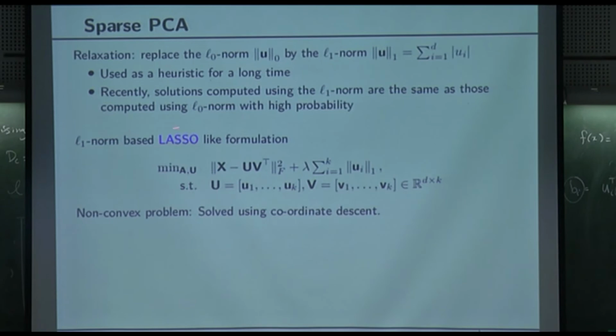The L1 norm now results in a lasso-like formulation. X minus UV transpose Frobenius norm squared plus lambda times the L1 norm of all of that. You're trying to find U and V which solves this. This is a non-convex problem and it's solved using coordinate descent. And tomorrow I'll show you a package that is able to solve this and show you some numerical results for what happens here.